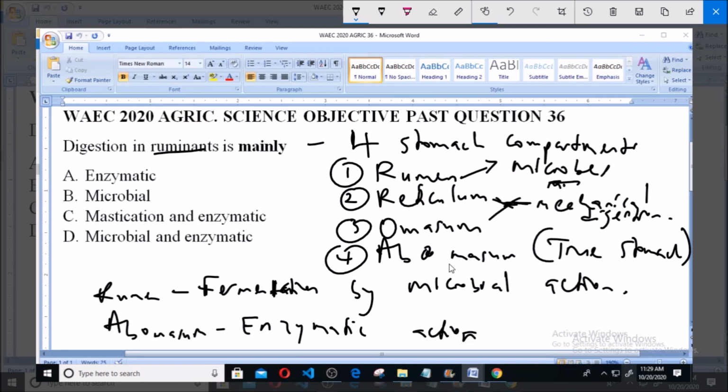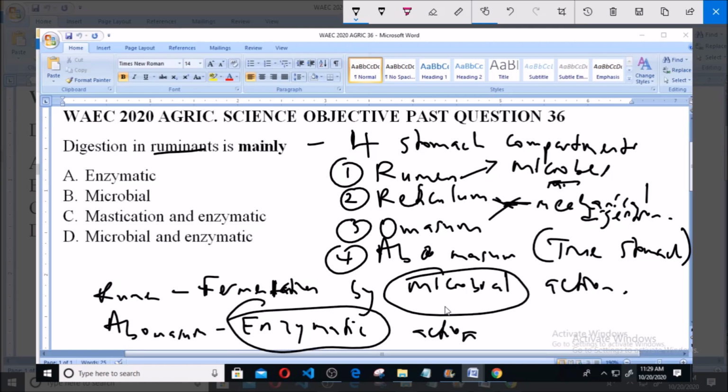stomach of non-ruminant animals. So this is the reason why it is known as the true stomach. So from what we have established, digestion in ruminants is majorly microbial action, which takes place in the rumen, and enzymatic action, which takes place in the abomasum. So it is mainly microbial and enzymatic, and microbial and enzymatic is option D.